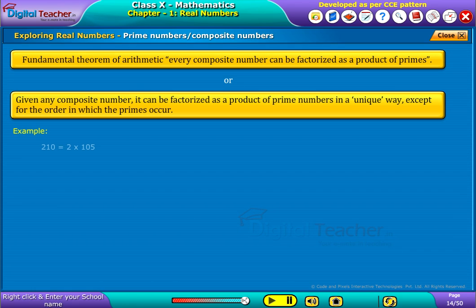Take the number 210 and factorize it. We get the product of 2, 3, 5, 7, which is the same as the product of 3, 5, 7 and 2, or any other possible order. By this we conclude that there is only one way of writing the product of primes. Now, let us state the fundamental theorem of arithmetic.